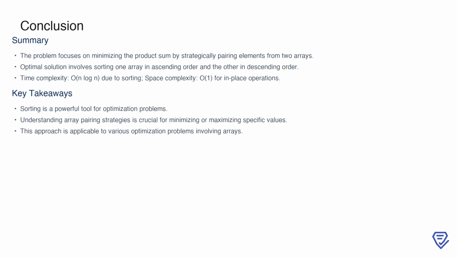Great work! In summary, we explored how to minimize the product sum using sorting and pairing strategies. Sorting one array in ascending order and the other in descending order proved to be the optimal approach. Remember, this technique has broad applications in optimization problems.